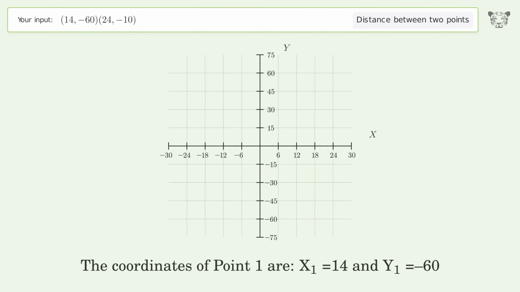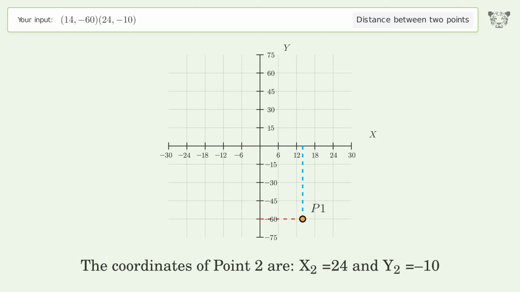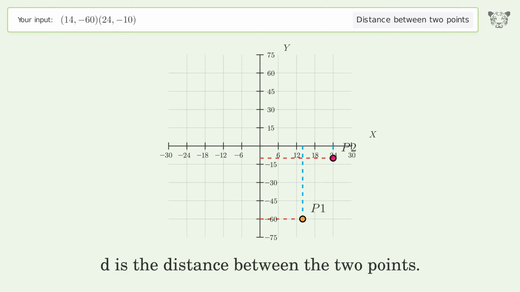The coordinates of point 1 are x1 equals 14 and y1 equals negative 60. The coordinates of point 2 are x2 equals 24 and y2 equals negative 10. D is the distance between the 2 points.